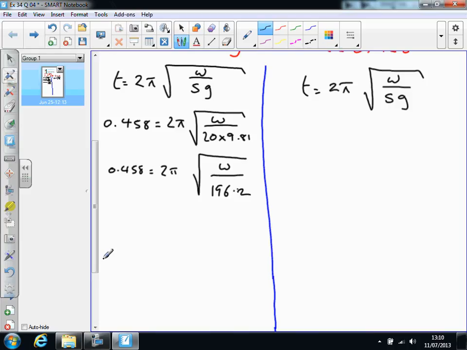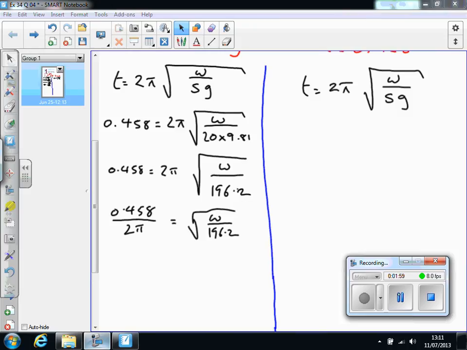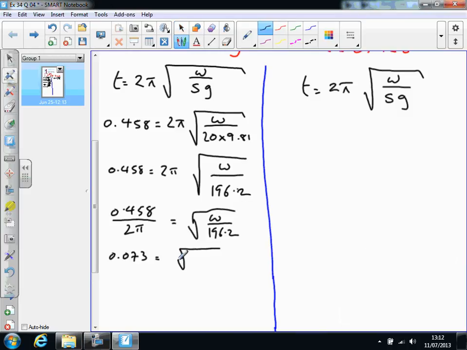And then if I divide both sides by 2 pi, I get 0.458 over 2 pi. Because the square root is all multiplied by 2 pi, I divide by 2 pi, and then we're left with the square root of W over 196.2. Work out what 0.458 divided by 2 pi is. 0.073 equals the square root of W over 196.2.